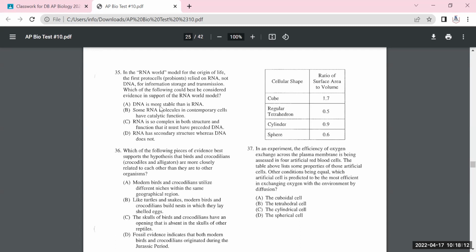DNA is more stable than RNA. Yes, that is true, but I don't know how that would be relevant here. Some RNA molecules in contemporary cells have catalytic function. Yes, that would be useful. RNA is so complex in both structure and function that it must have preceded DNA. Doesn't make sense and not true. RNA has secondary structure, whereas DNA does not. Also not true. 35 is B.